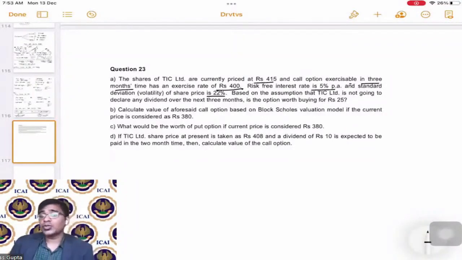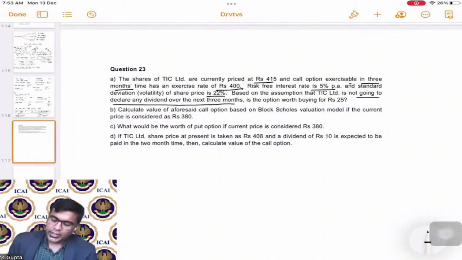So the standard deviation is also given, R given, T given, exercise price, and the spot price, all the things are given. Based on the assumption that TIC Limited is not going to declare any dividend over the next 3 months, what is the relevance of this line actually? The relevance of this line is that for all derivatives valuation purposes, you don't need to adjust dividend in the spot price, correct? Because if in the next 3 months there is no dividend, we can take this 415 as the price as is, correct? If there is a payment of dividend within these 3 months, then we need to adjust under this.